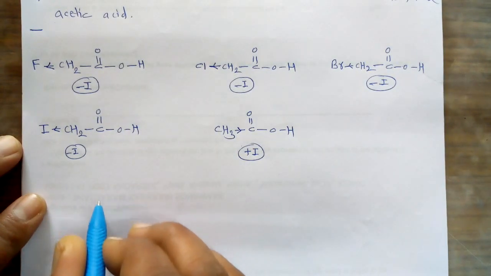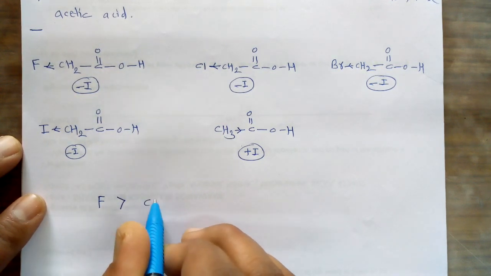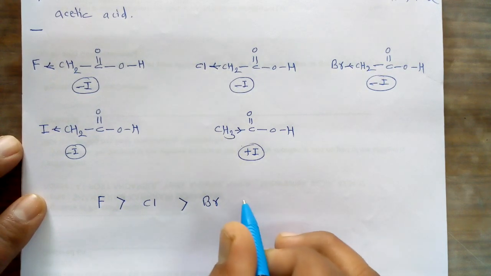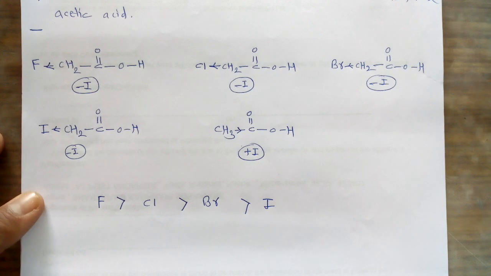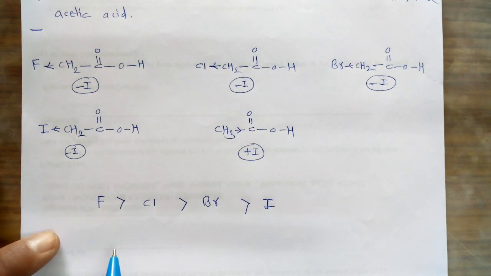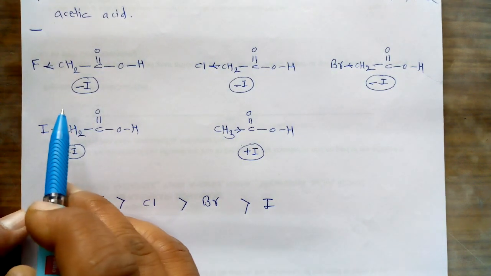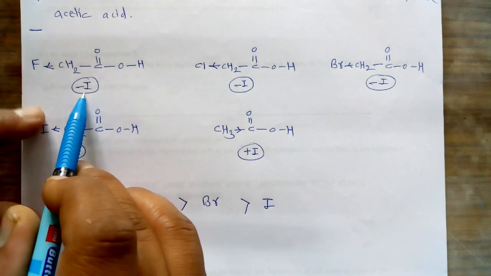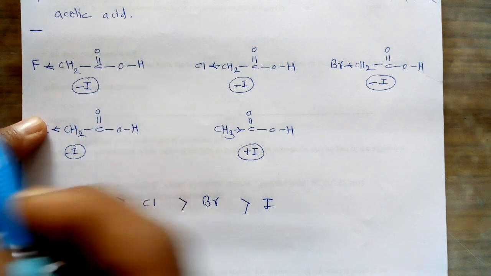the electronegativity of fluorine is more than that of chlorine. It has more electronegativity than bromine, and bromine has more electronegativity as compared to iodine. So due to the more electronegativity of fluorine, it shows the higher strength of the minus I inductive effect. And as the strength of the minus I effect is more, this fluoroacetic acid is called the more acidic compound.